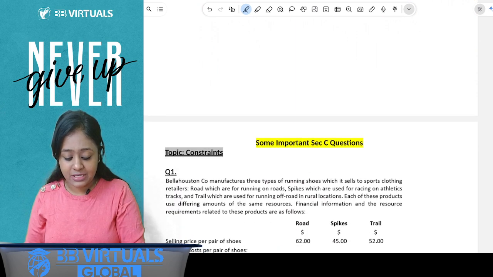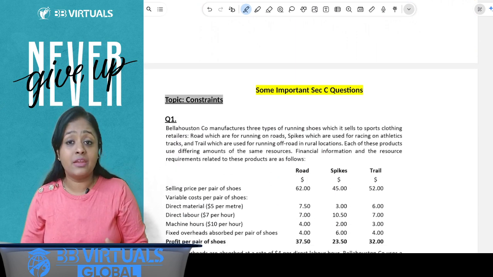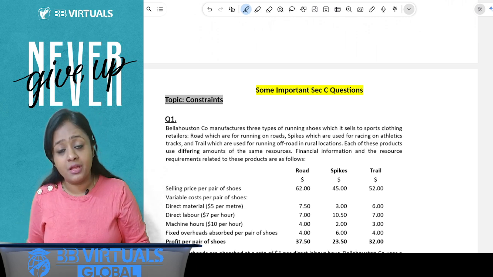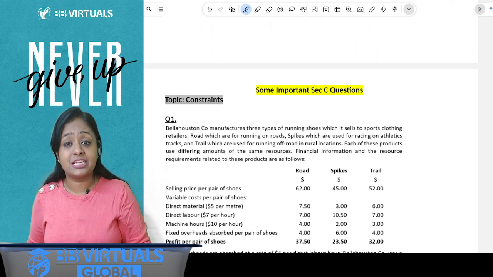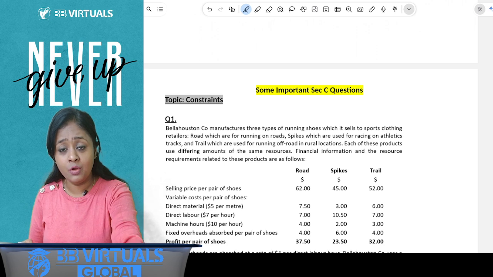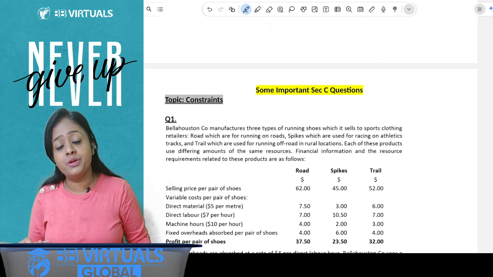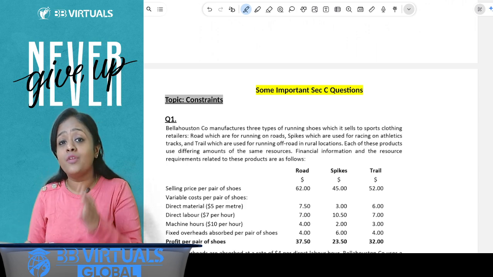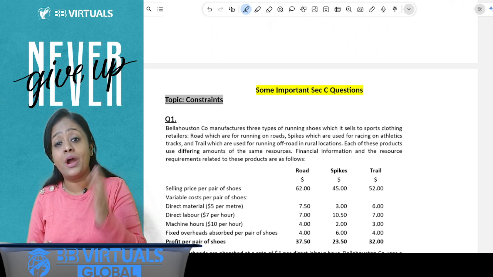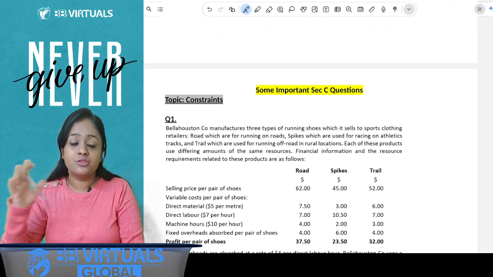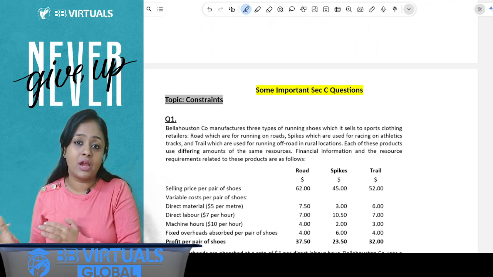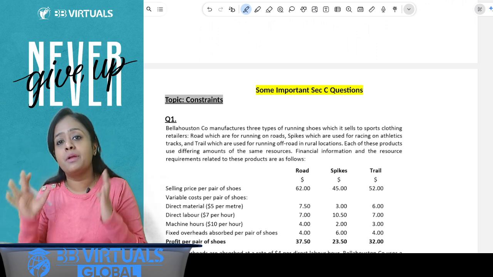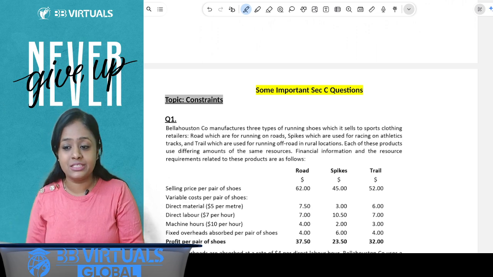First topic that I've taken up is constraints. Again, a very frequently tested topic, not just for Section C but Section B as well. Okay, so here what I'm going to do is I'm going to read the question and we will try to complete or solve 50% of our answer while we are reading the question only, so that when you are actually going to the requirements and solving the question, it becomes much easier for you to handle these questions.